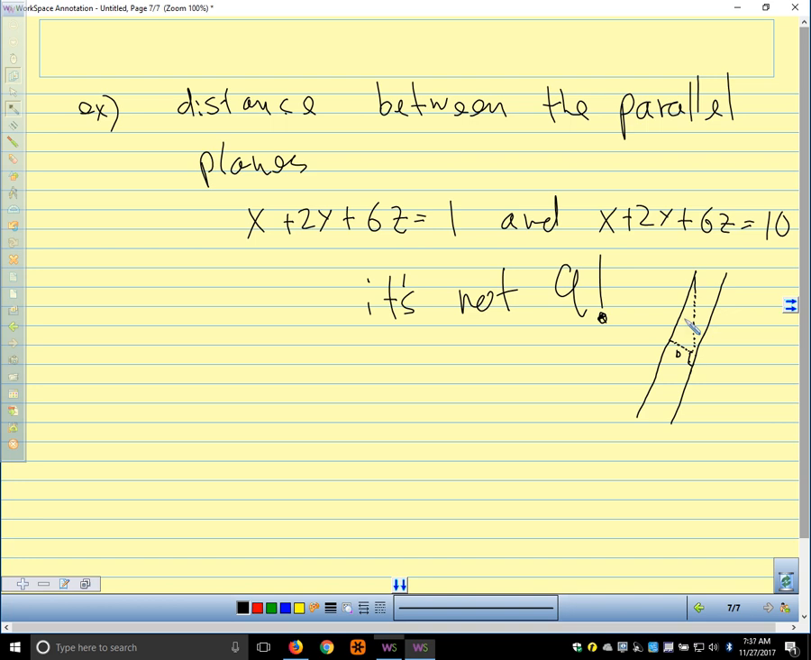So what do we need to do? Well, we have two planes, but what we're interested in is the distance between a point on one plane and the other plane. So pick one plane to be the plane, the plane that you're interested in. Let's pick the first one. So let x plus 2y plus 6z equals 1 be the plane.